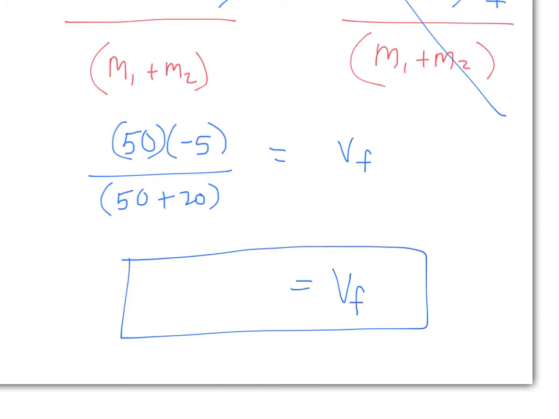So your answer should be less than, magnitude-wise, right? Less than 5 meters per second. What do you get? Negative? Good. Negative 3.57 or negative 3.6 meters per second. Okay, so I lost about 1.5 meters per second because I jumped and landed in the cart.